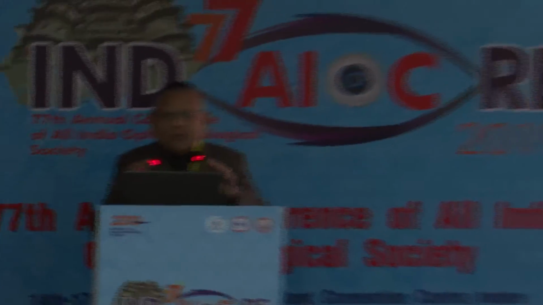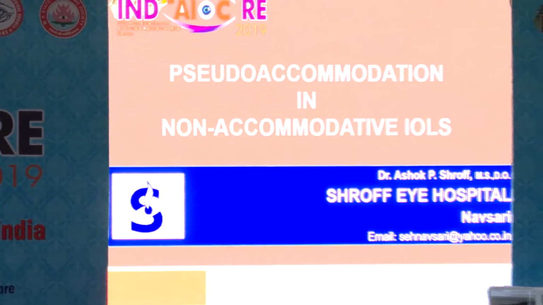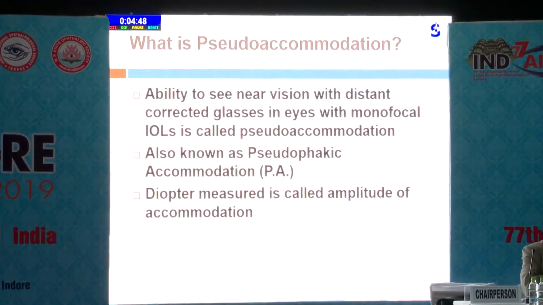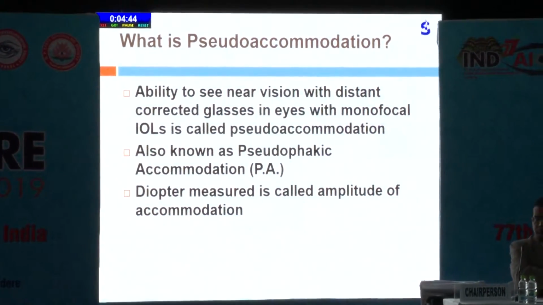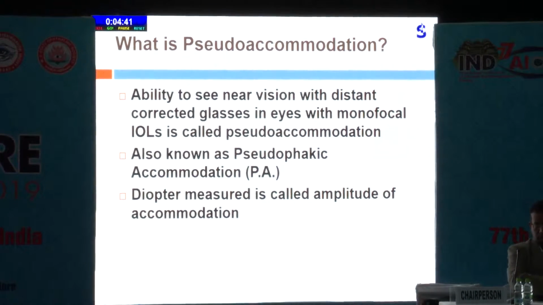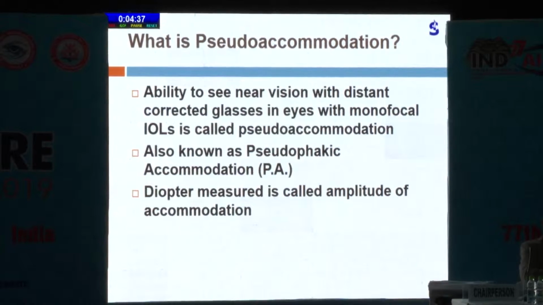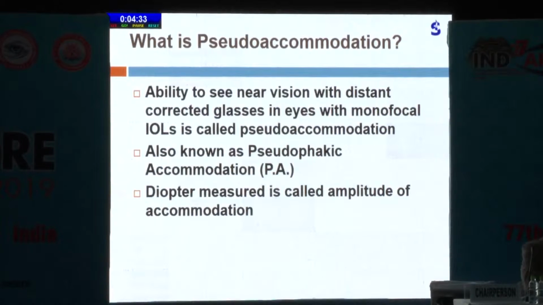This is a very unusual topic. Everybody knows about pseudo accommodation, or accommodation in pseudophakic eyes implanted with non-accommodative lenses. It is the ability to see near vision with distant corrected glasses in eyes with a monofocal lens. This is what we know as pseudo accommodation. It is also known as pseudophakic accommodation. The diopter measured is called the amplitude of accommodation.